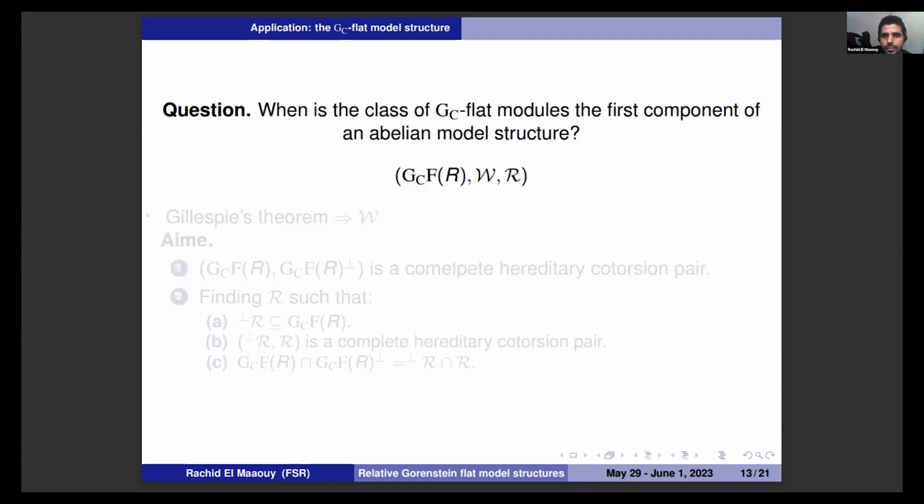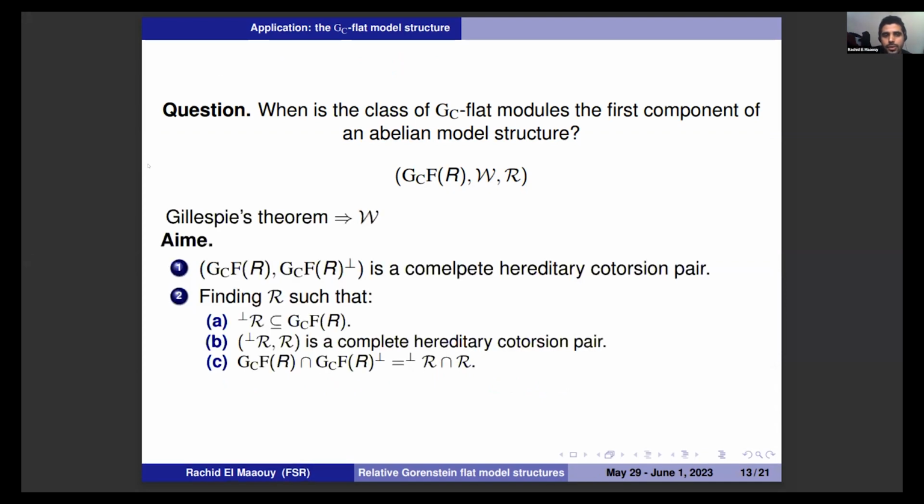So the aim of this talk is to answer the question of whether there exists a model structure such that the first component is the class of GC flat modules. This is, in fact, the goal of this talk, to show that there exists such a triple. Using the previous theorem of GSP, we can assure the existence of such a class W. So we only need to discuss the following two properties.